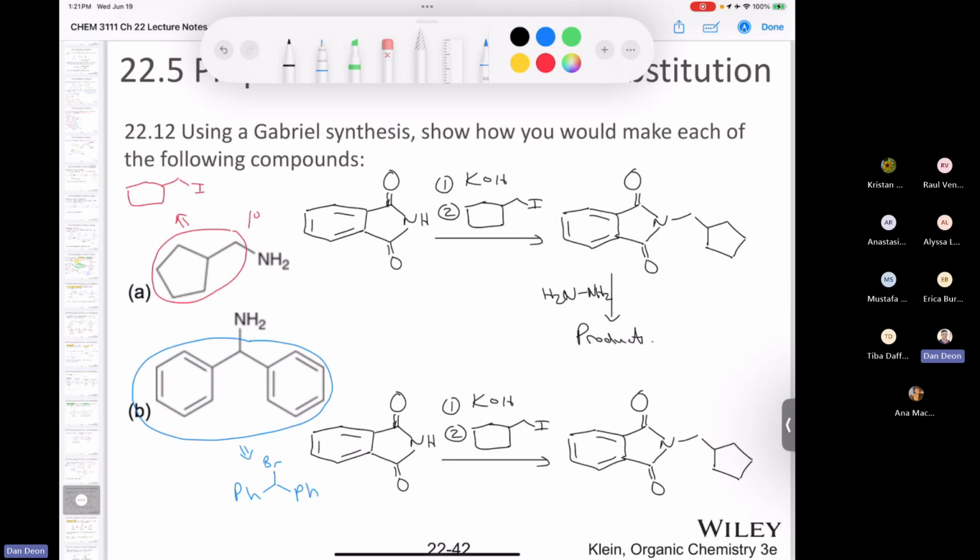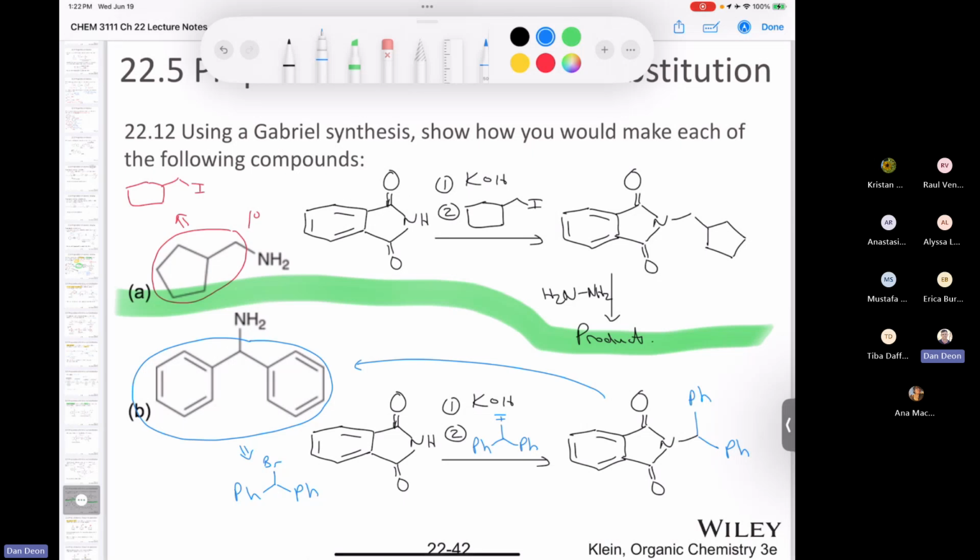So instead of this being our alkyl halide, we are going to have our, there we go, and we'll put iodide in there, and so that's going to give us this compound. We have our phenyl and our phenyl, and then to get to the final product, all we have to do is treat it with hydrazine the way we did in the first one, or you could do the two-step method. Let's give it a shot. Step 1 is H3O plus, and step 2 is going to be sodium hydroxide.